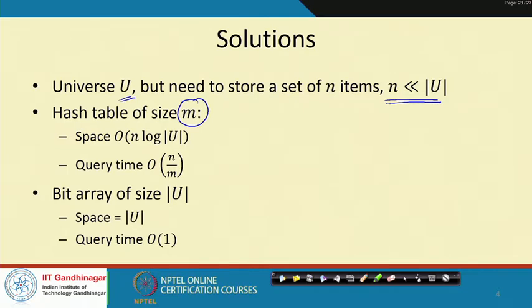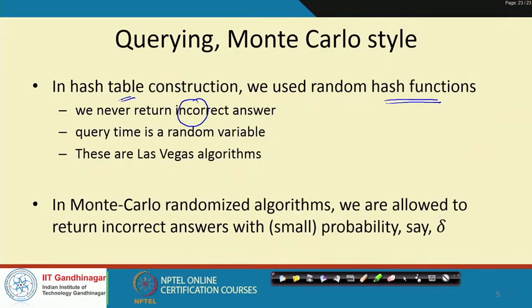In creating a hash table, your space is probably quite a bit less, but your query time is a little bit more. In storing a bit array, your space is potentially a lot, but your query time is only order 1. The question is, can we do better than either of them? Okay. So, it turns out that it depends, right. You cannot do better if you are not willing to commit any errors.